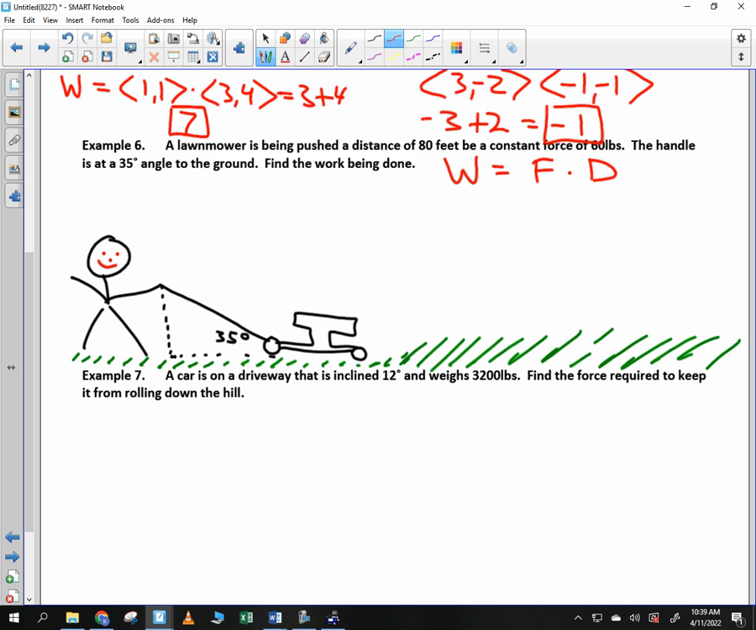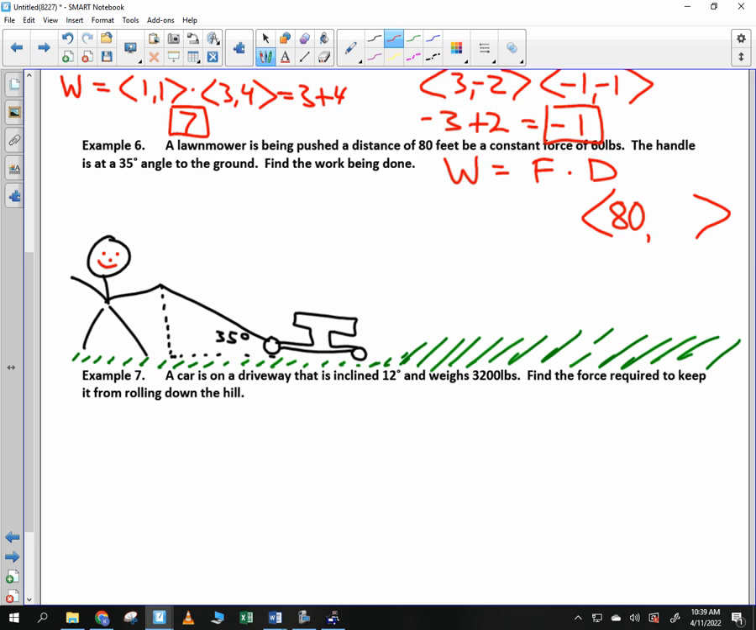I'd like to do the easier part first. Let's calculate the distance. The distance we represent, and stop thinking about distance as just one term. Let's think about distance in a vector form. Okay? So what is the distance vector? What is the horizontal distance we push this along more? We pushed it 80 feet, so therefore that is my horizontal component.